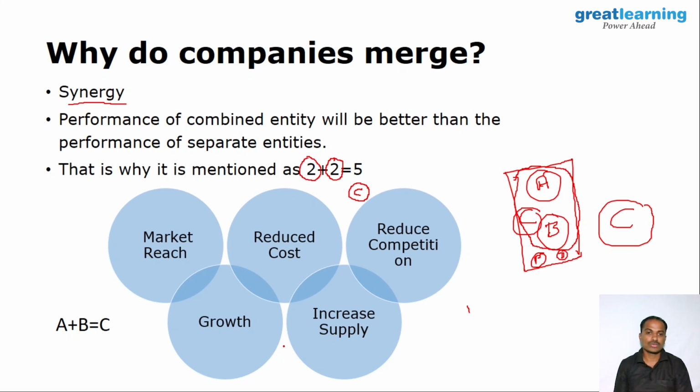Now the growth. Some companies merge with other companies because of growth requirements. When they really want to grow in the business, they go for a merger. Increase supply. Okay, so when they come together, the supply to the market will be higher.